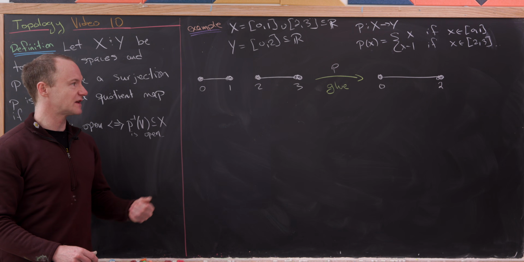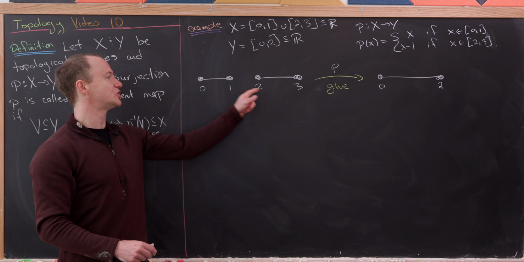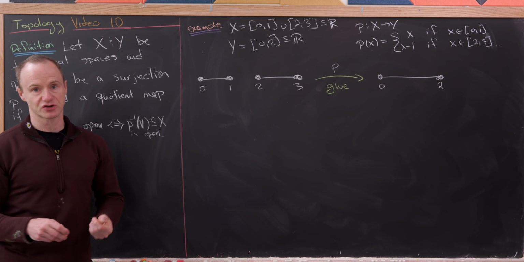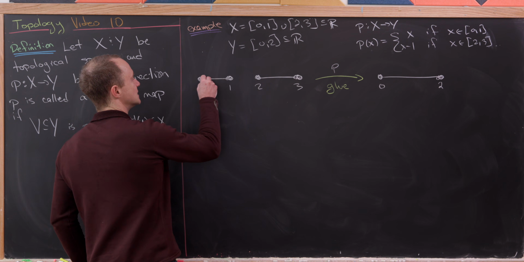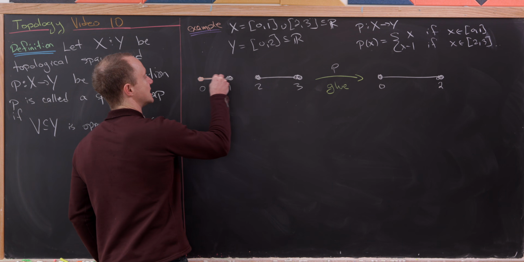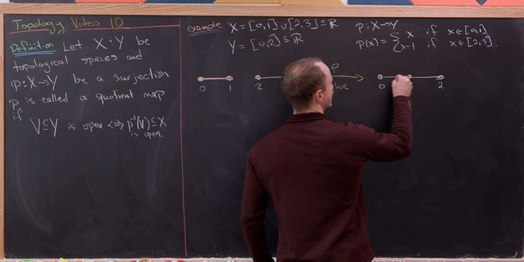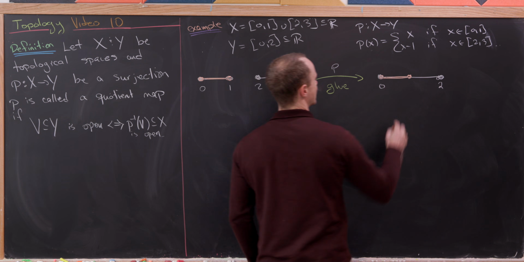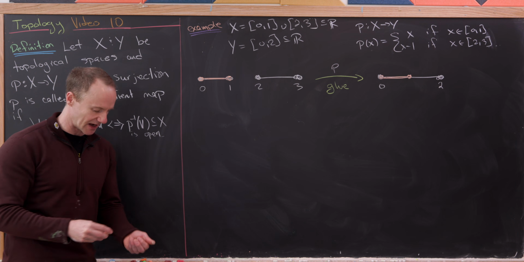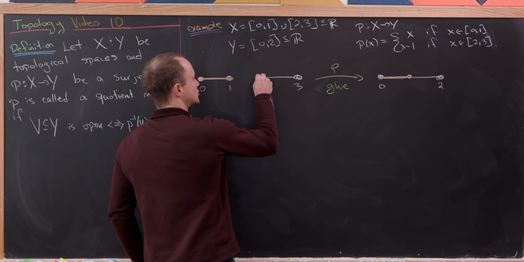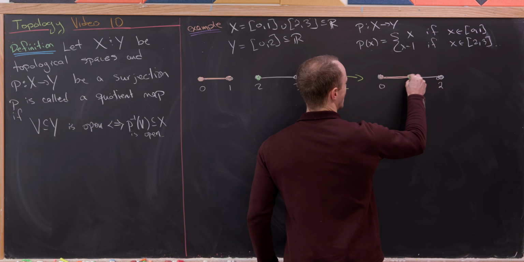And so let's observe that this simply glues these two endpoints together. We can actually, maybe with colors, describe where points go. So notice everything between 0 and 1 will be mapped to everything between 0 and 1. I think that's pretty clear just because it's the identity map there. And then the number 2 will get mapped to the number 1.